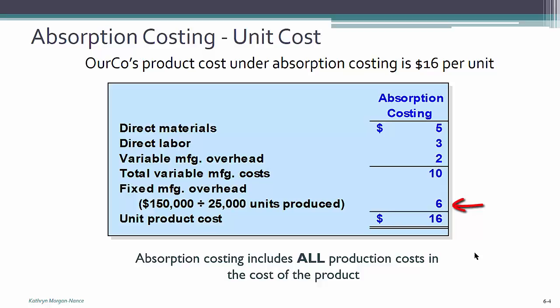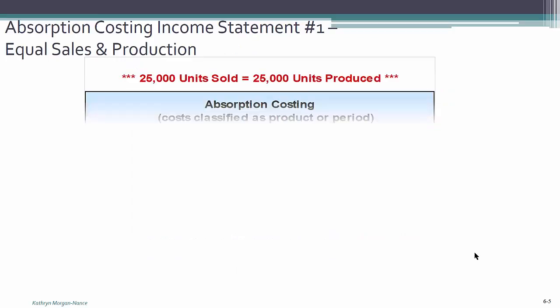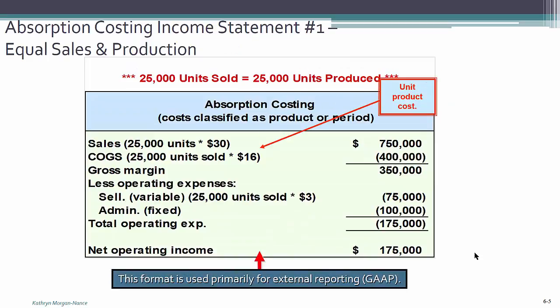We determine the amount of fixed manufacturing overhead per unit by dividing the total fixed manufacturing overhead of $150,000 by the 25,000 units produced during the period. So 150,000 divided by 25,000 units produced is $6 per unit. Let's continue with our example and review an income statement prepared using absorption costing. Shown is an absorption costing income statement using the cost data provided by ARCO.